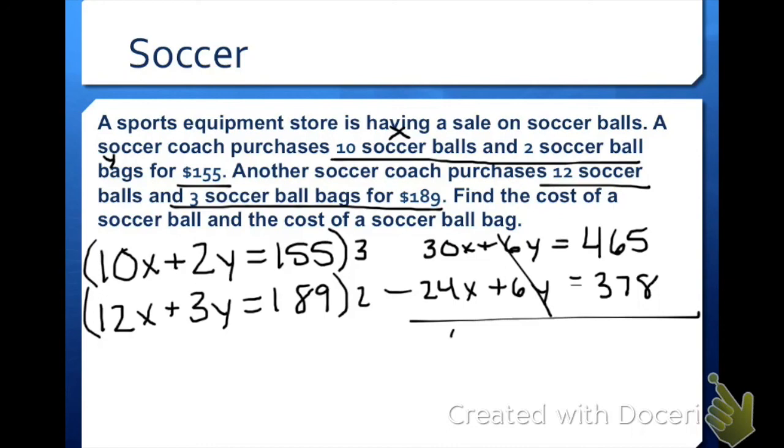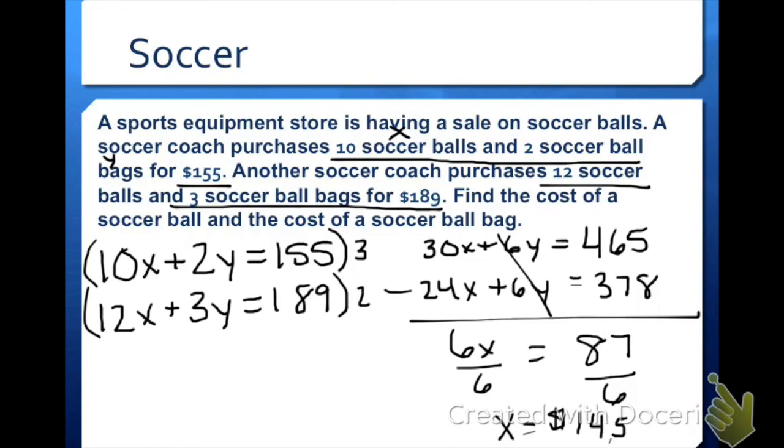30x minus 24x gives me 6x equals 465 minus 378 is 87. So divide by 6, divide by 6. The soccer balls cost me $14.50. So I could come up here and say the ball cost $14.50. Now let's see what the bag costs.